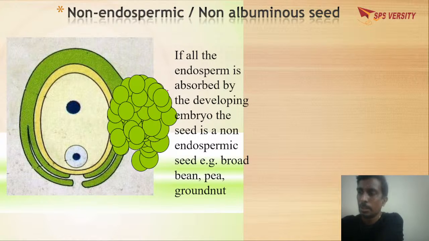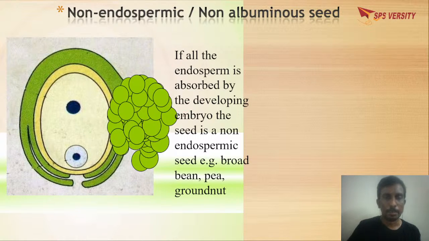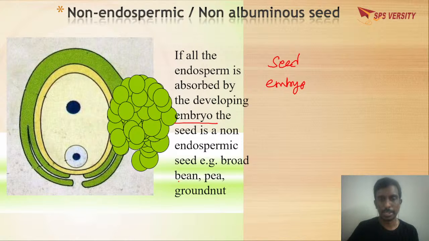When the entire endosperm is used, what will happen in a mature seed? In a non-albuminous seed, we can see only the embryo, no endosperm. What are the examples for this? Like beans, pea, groundnut, where the endosperm is completely utilized.